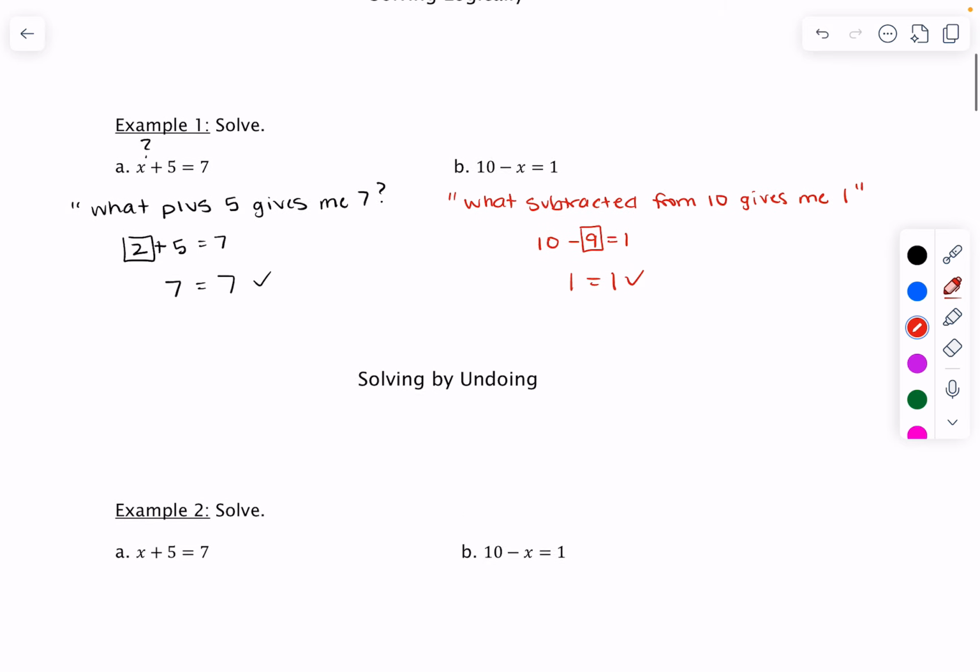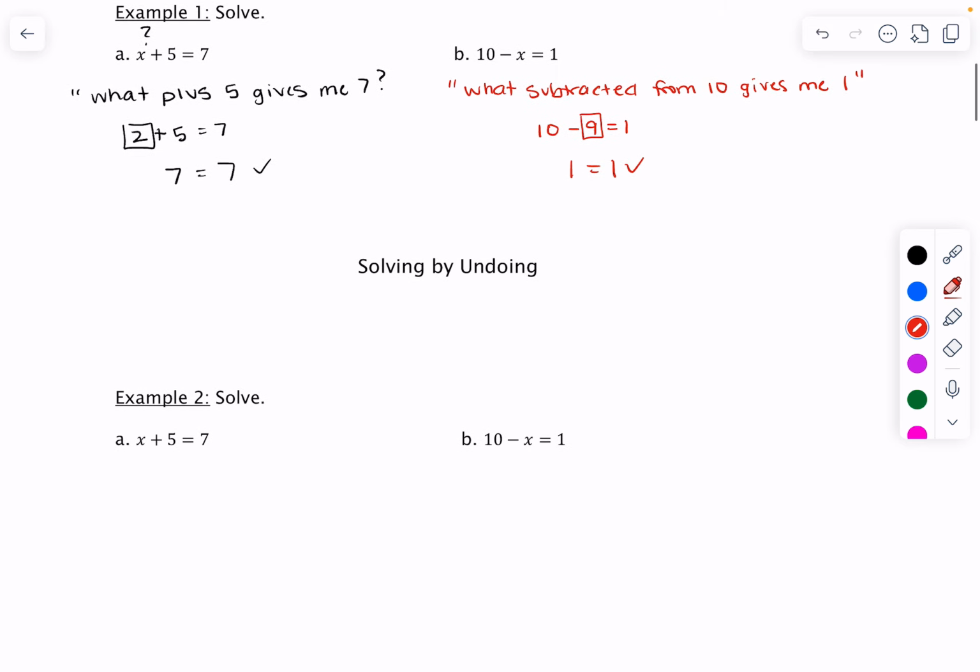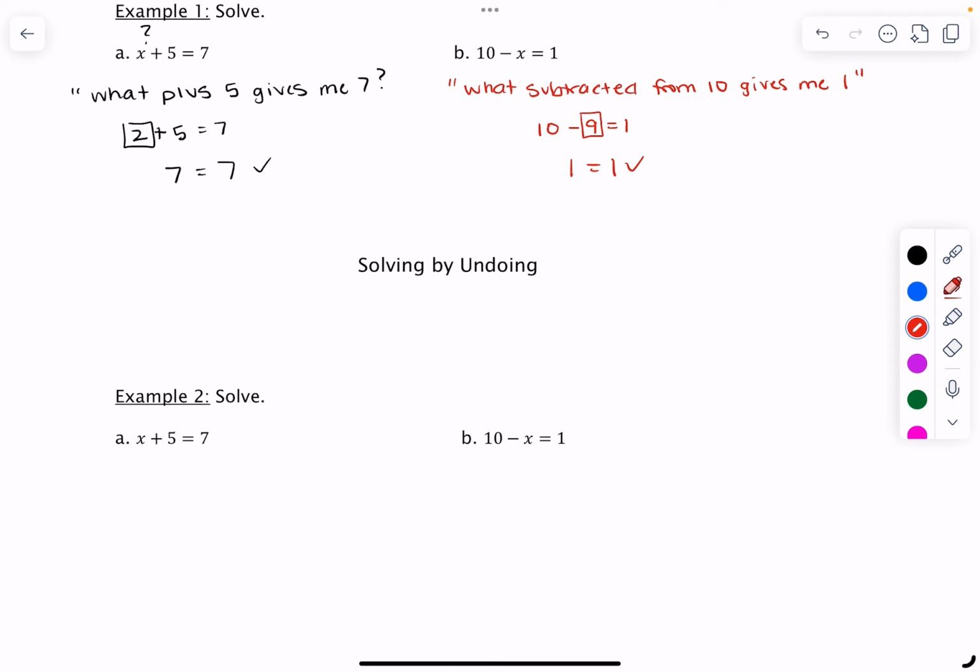Now, what we've learned in middle school is how to solve by undoing. What I mean by this is looking at what the equation is really saying and then undoing that to get your answer. And this is going to work for more complicated equations where you can't just look at it and logically think it through very easily. We need some sort of process. So these are the same two equations as in example 1, but I'm going to show you what I mean by undoing. So when I look at this equation right here, I'm thinking, what's happening to x?